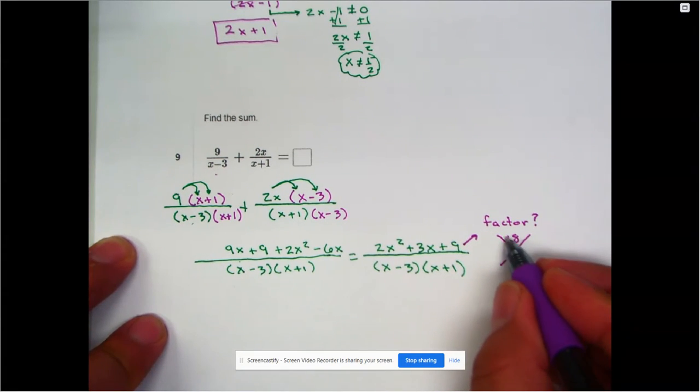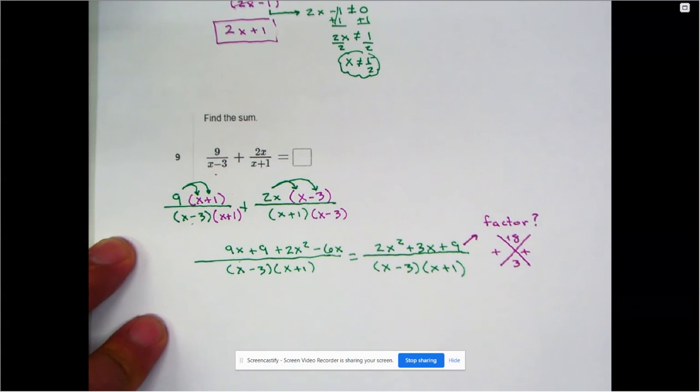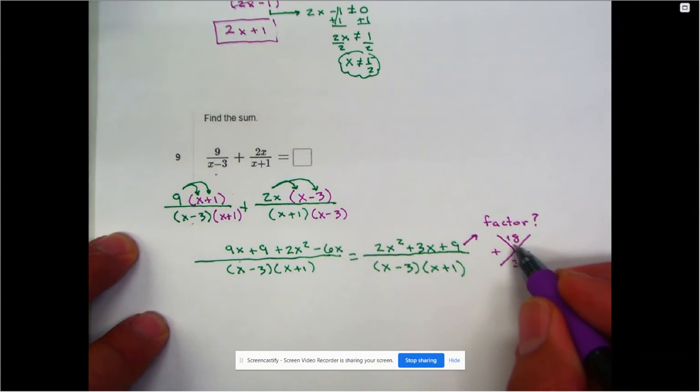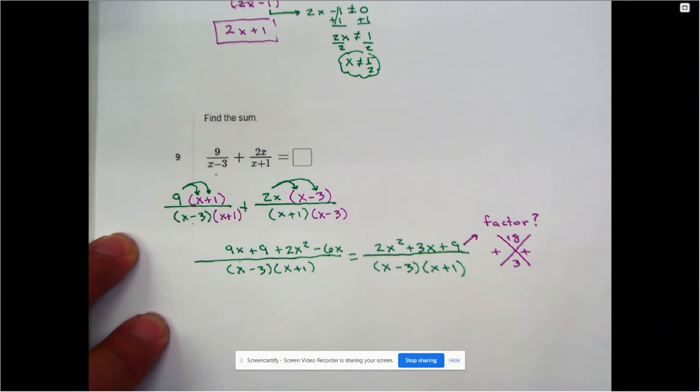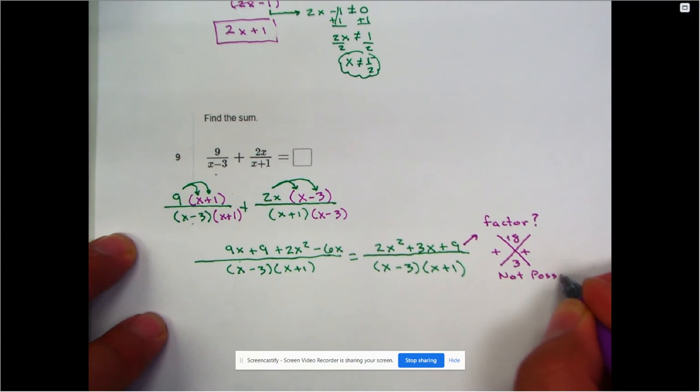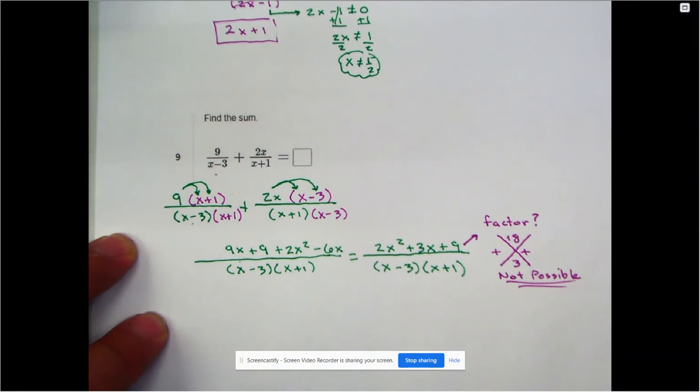Now remember, this is positive and this is positive, so they have to be positive, not a negative and a positive. And if that's the case, there are no numbers that multiply to give you 18 and add up to a 3. It just doesn't happen. It doesn't work in this case. So because of that, factoring is not possible. And if factoring is not possible, then that just means one thing. I'm officially done with this problem.